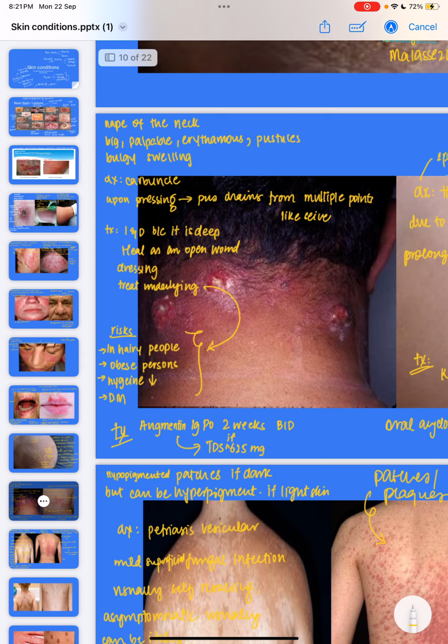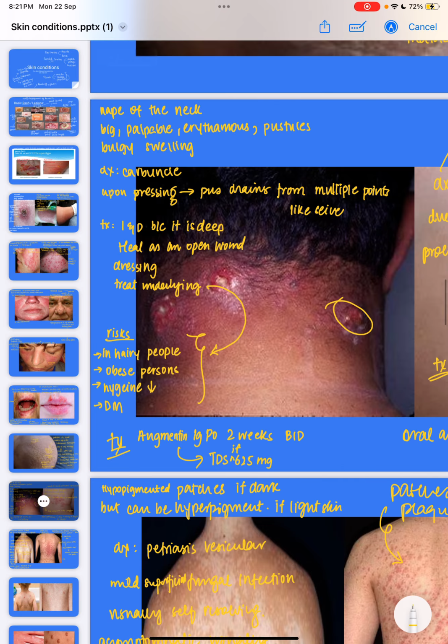Okay, so then if we look at this, the diagnosis is carbuncle. So everyone knows what a carbuncle is.